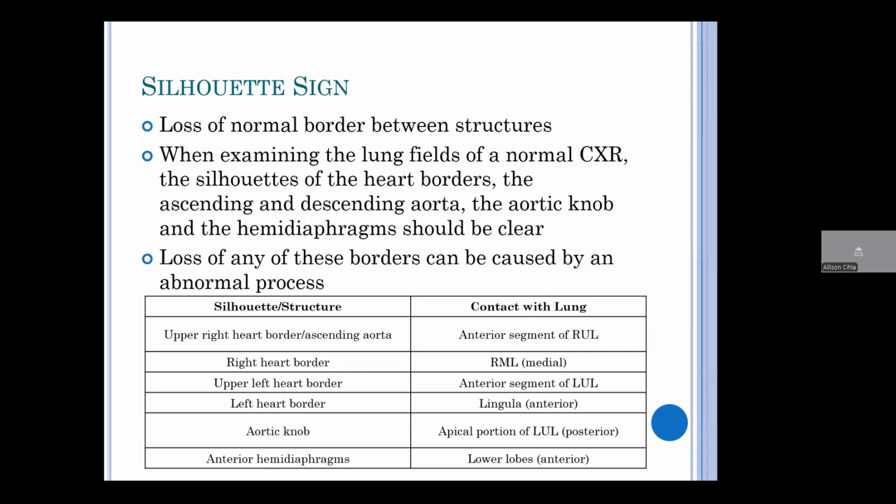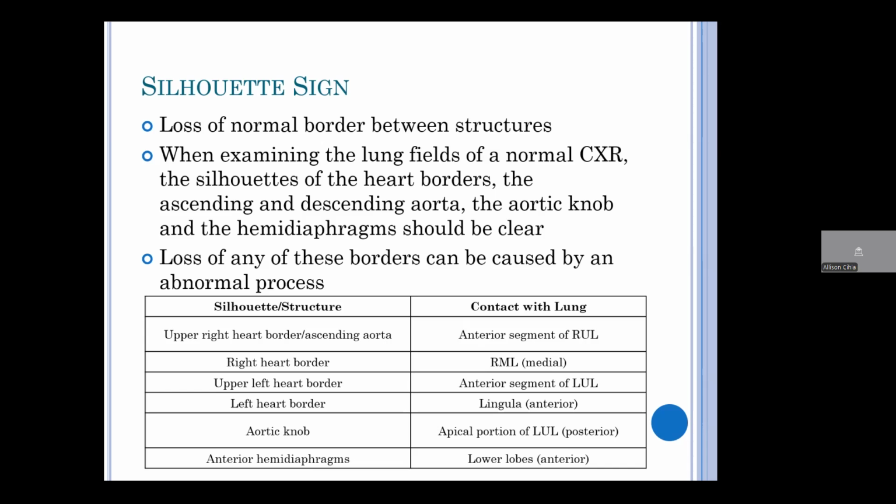So next, I want to talk about some signs. The first one is the silhouette sign. When you're talking about the silhouette sign, what you're seeing is loss of a normal border between the structures. When you're looking at the exam fields on a normal chest x-ray, the silhouettes of the heart borders, the ascending and descending aorta, the aortic knob, and the hemidiaphragms should be clear. If you lose any of those borders, there is some type of abnormality occurring in that area.